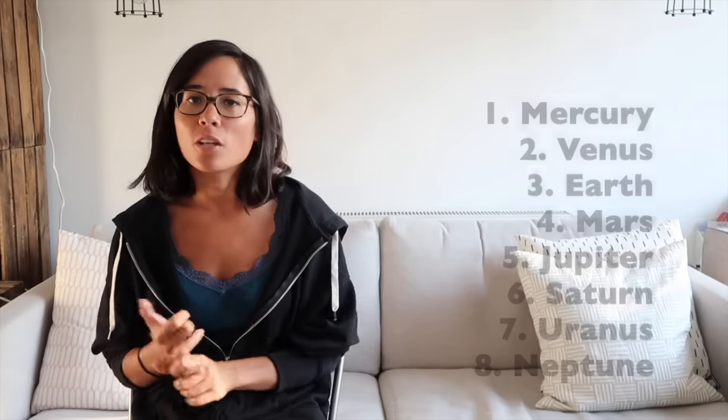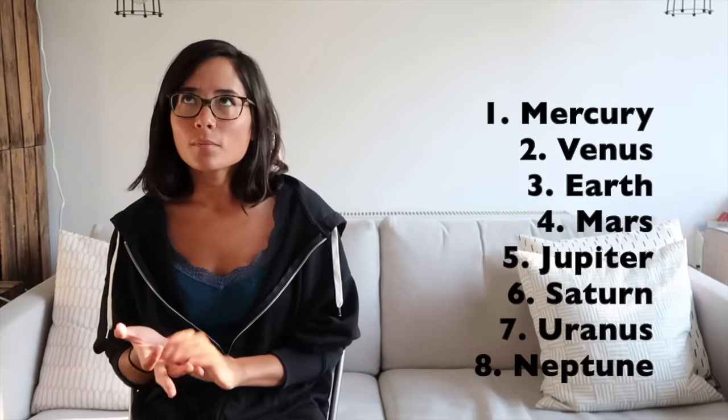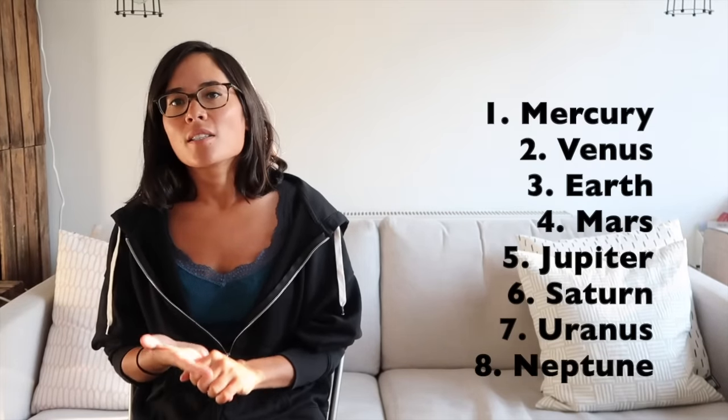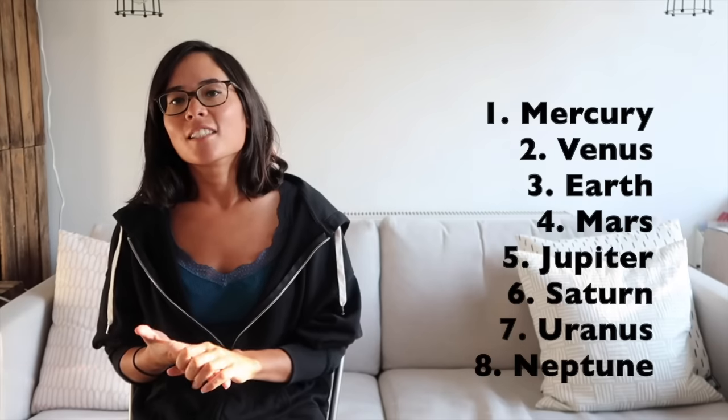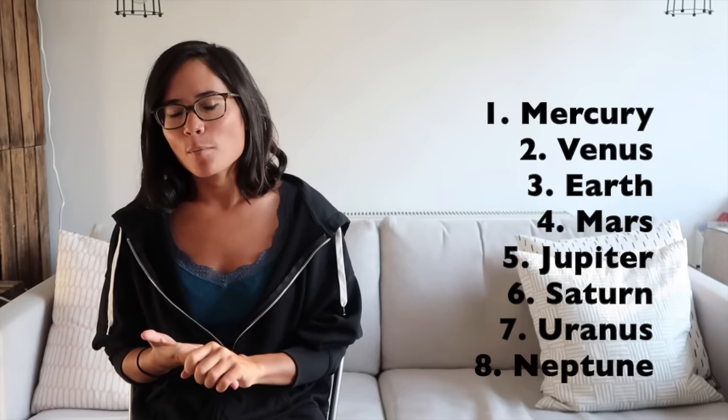So let's start by looking at the solar system. So the solar system contains all the planets that you guys have heard of, and in order, starting closest to the Sun, you have Mercury, Venus, Earth, Mars, Jupiter, Saturn, Uranus, Neptune, and sometimes people count Pluto, but I don't think we're supposed to count it anymore because it is too small to be counted as a planet.